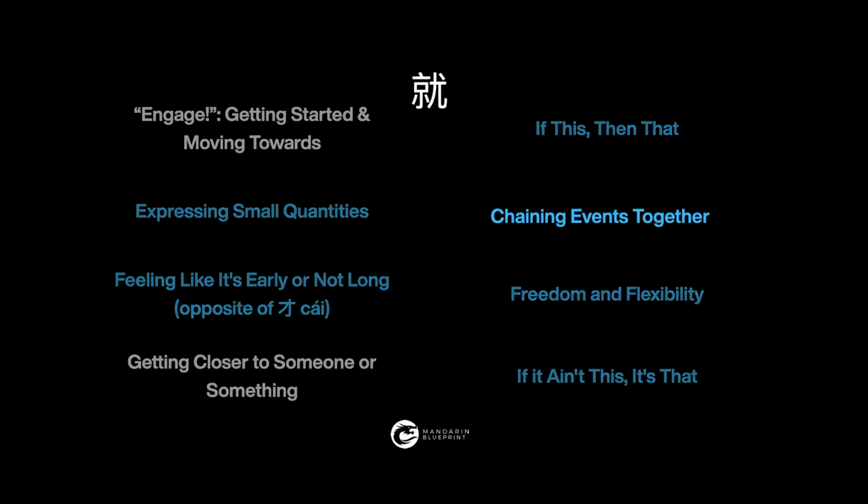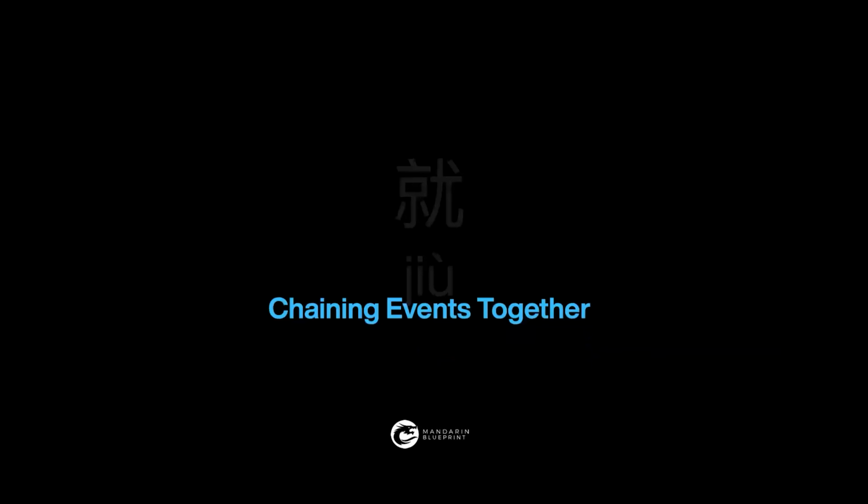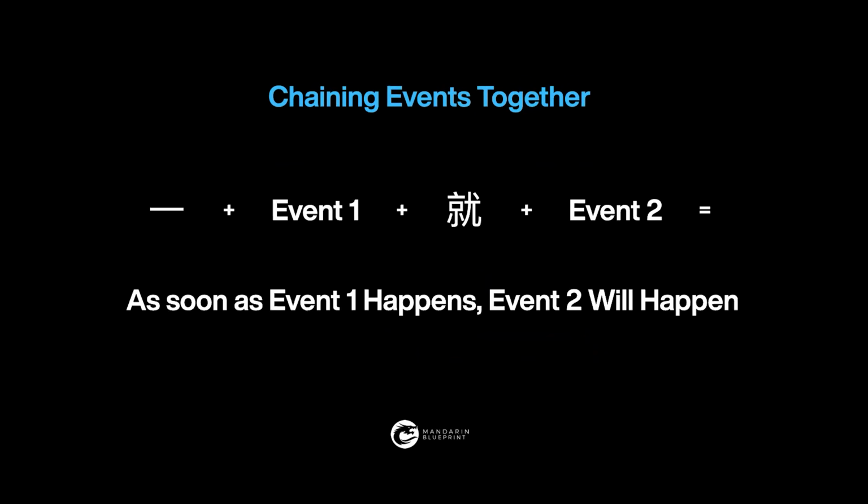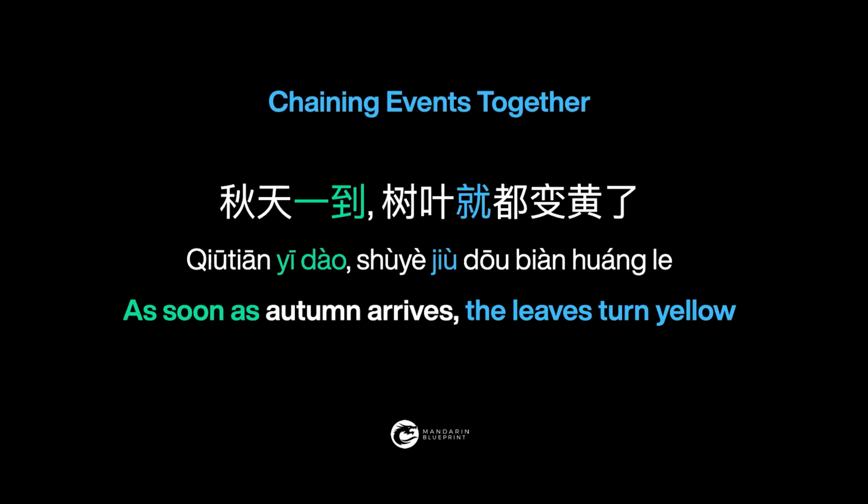But let's look at this one because this one is also super useful. This is chaining events together, and you use it with 一就. So with 一, you put that before some event, and then 就 before another event, and we're saying as soon as event 1 happens, event 2 will happen. Now, it doesn't necessarily mean absolutely immediately, but you'll get the sense of it in this first sentence. 秋天一到，树叶就都变黄了. As soon as autumn arrives, that the leaves turn yellow.